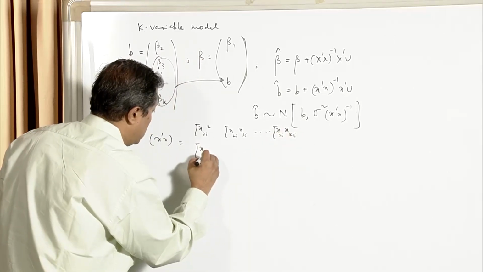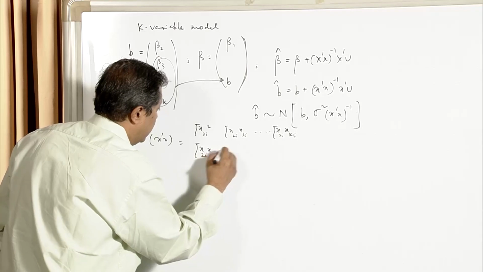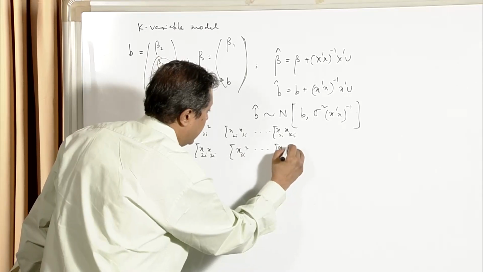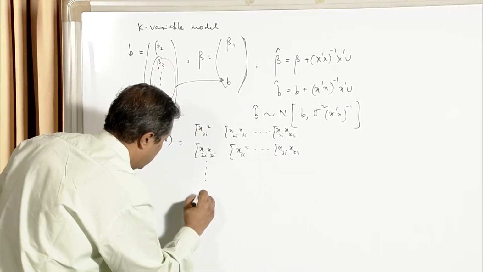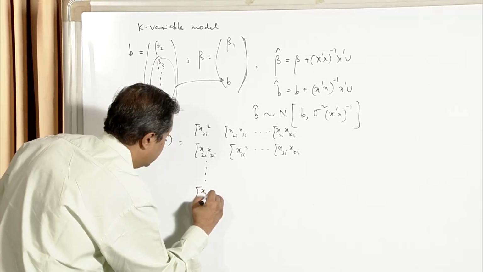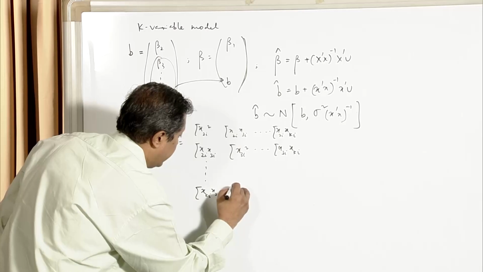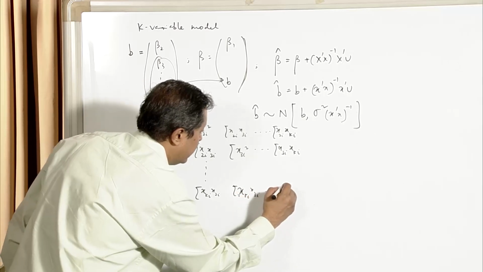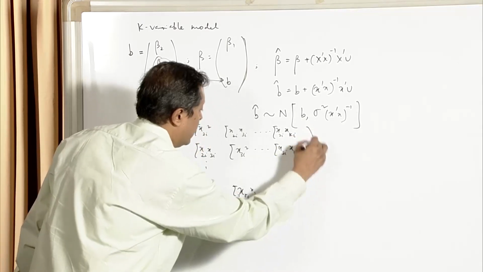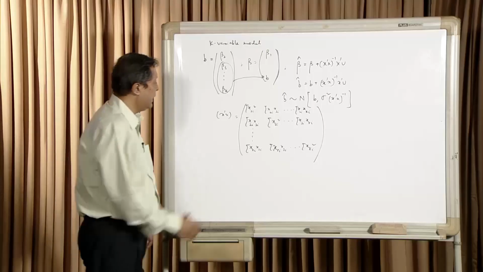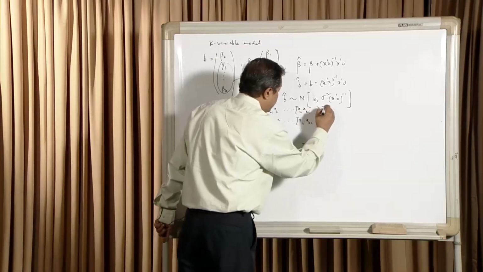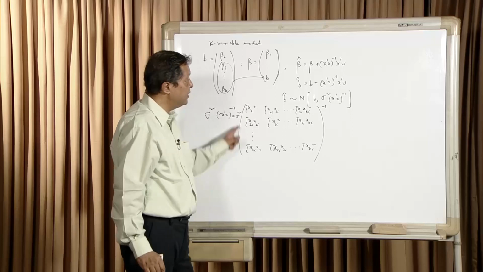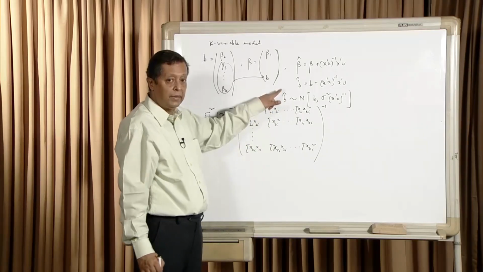Again, x3i x2i, x3i square up to x3i xki, and write down up to xki x2i, xki x3i, and finally up to xki square. So, that is going to be x prime x, and the inverse of this, put an inverse sign, put sigma square, that basically gives us the variance covariance matrix of this vector b hat.